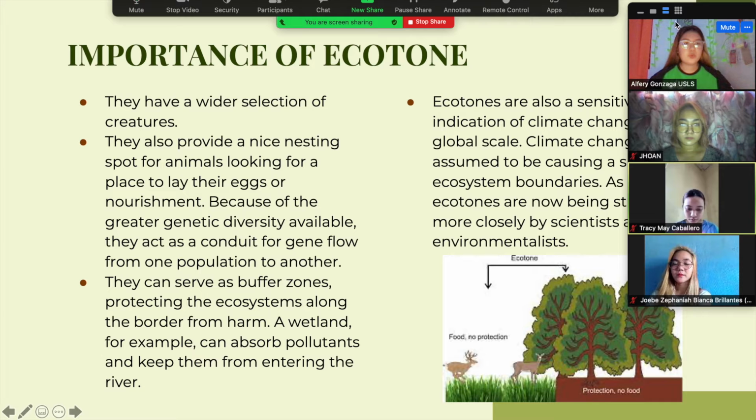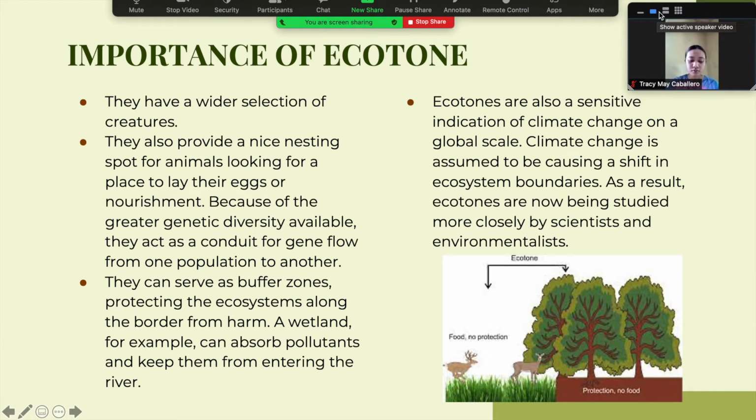What is the importance of an ecotone? First, they have a wider selection of creatures. Second, they also provide a nice nesting spot for animals looking for a place to lay their eggs or find nourishment. Because of the greater genetic diversity available, they act as a conduit for gene flow from one population to another.